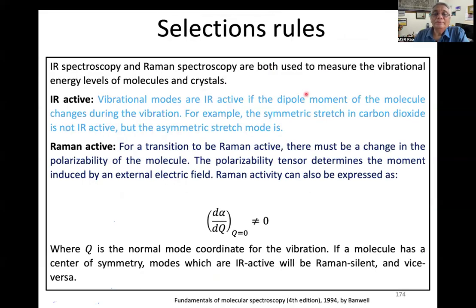Now, what are the selection rules? Infrared spectroscopy and Raman spectroscopy are both used to measure the vibrational energy levels of molecules and crystals, and in one way, they're also complementary. In order to get complete information about the kind of modes that are present, sometimes you need to use both spectroscopy techniques.